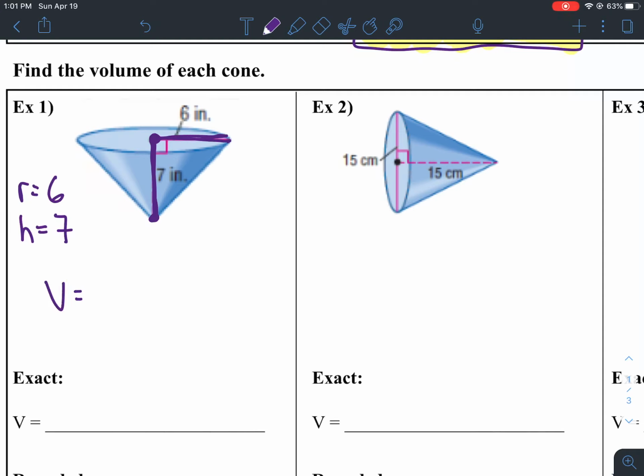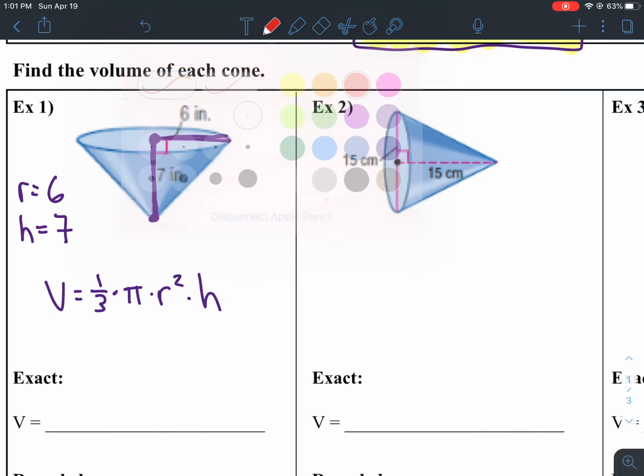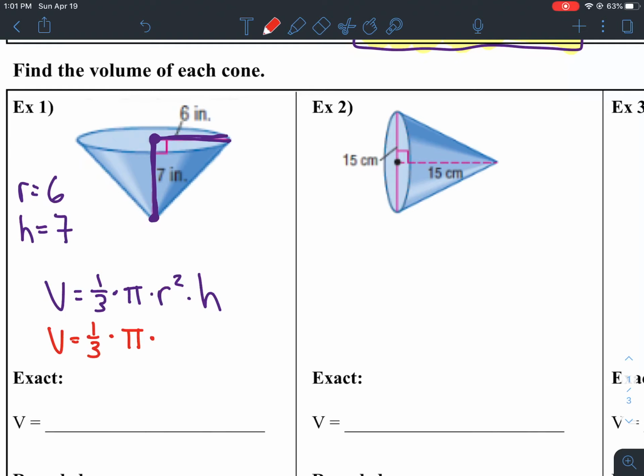Remember, volume is 1/3 pi times r squared times h. So let's start plugging in the pieces we know. The 1/3 doesn't change. The pi is going to stay as a pi. The r squared, r is 6, so that's going to be 6 squared. The height is 7. Done.